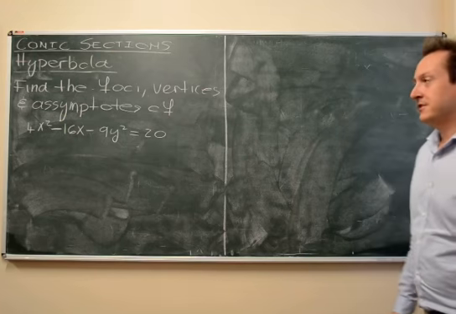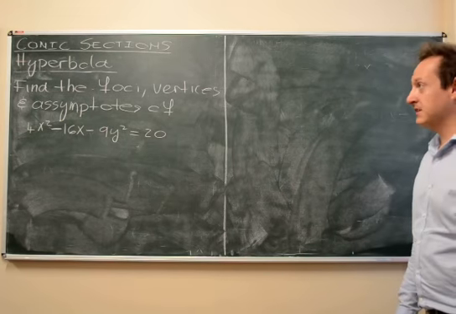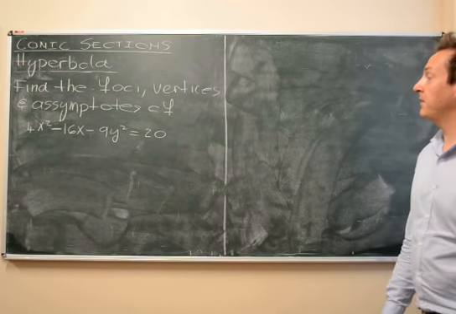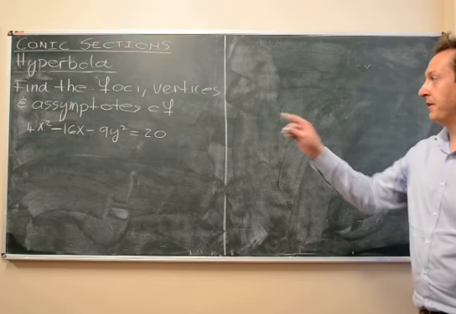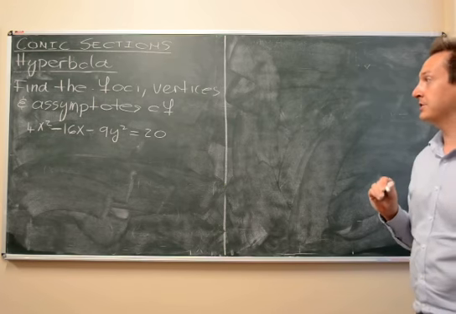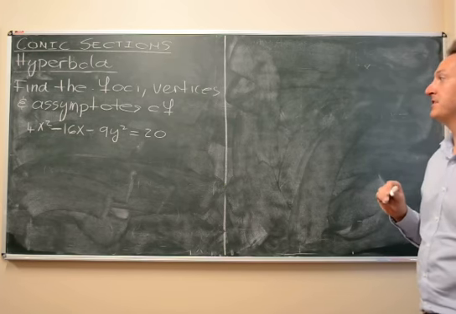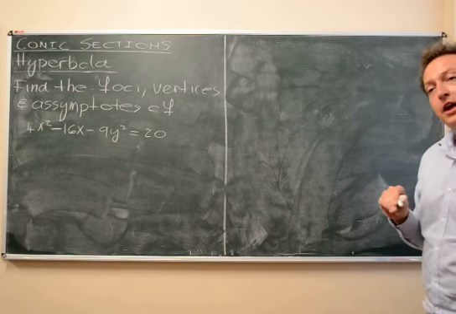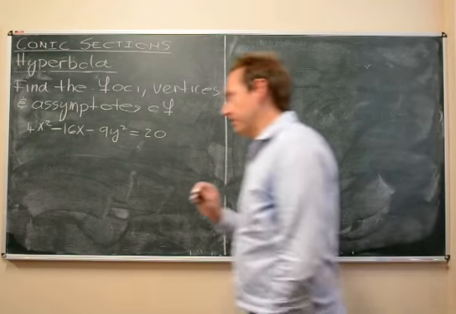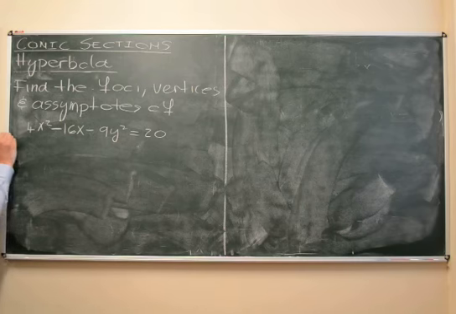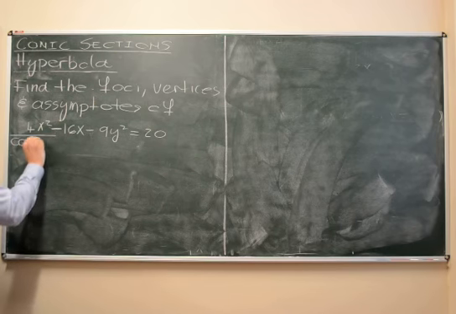Right, let's look at one last example of a hyperbola. In this case, we want to find the foci, vertices and asymptotes of the hyperbola 4x squared minus 16x minus 9y squared is 20, and we're also going to sketch it. So the first thing to do, as with a parabola and with an ellipse, is to complete the square, or the squares.